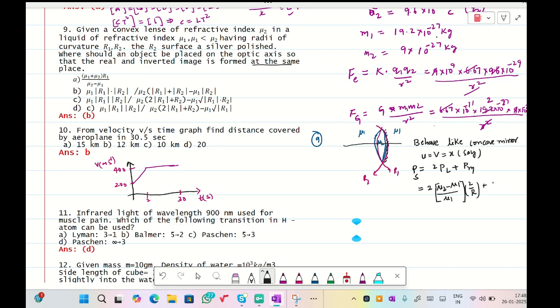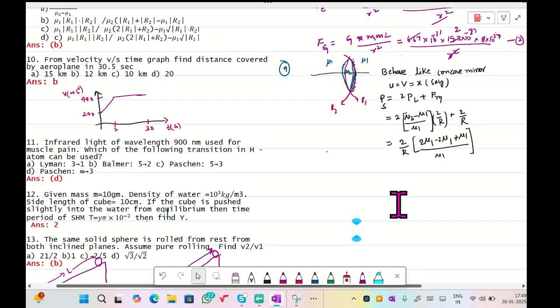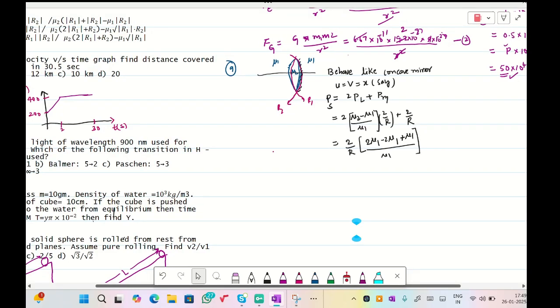Power of the mirror is equal to 2 by R again. So this is 2 by R; taking common, you will get 2 mu2 minus 2 mu1 and here plus 1 is there, mu1 is the LCM, mu1 by mu1 is the power of the lens. So now what you have to do now is apply the mirror formula with R2.